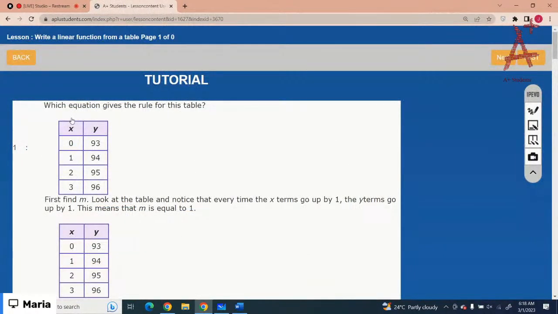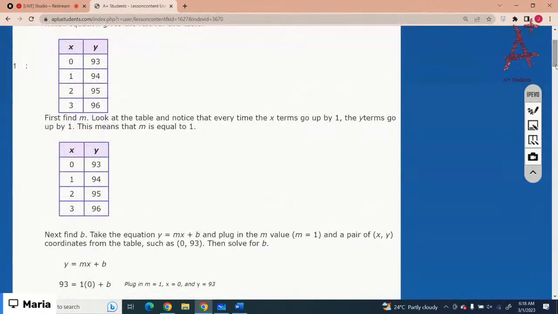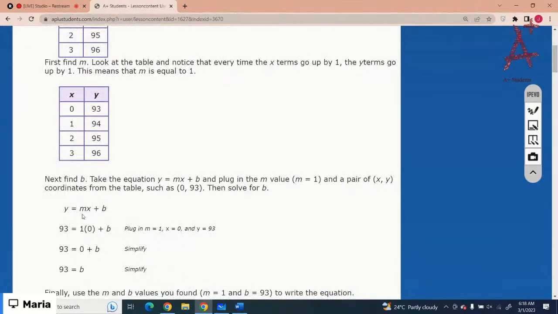Okay. Which equation gives the rule for the table? You are given a table, you have to calculate the rule. Basically, the graph is related to the linear equations. Got it? The linear equations must be in the form y equals mx plus b. Got it? So you have to select the slope. You can calculate the slope. The slope is change in y divided by change in x. Just use any 2 points and calculate the slope.